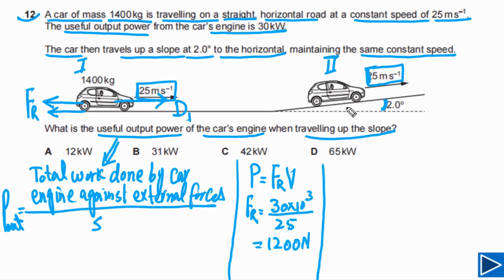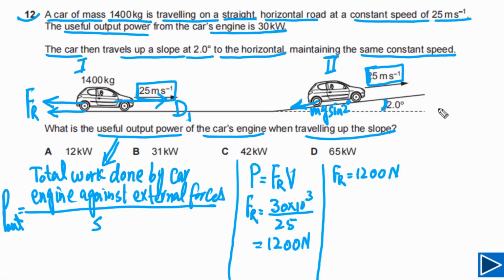Now if you look at the second case, as the speed is constant and the surface is the same, it means resistive forces are still the same. So we can say Fr in this case is also equal to 1200 newtons. But as this car is climbing up, traveling up along the slope, there is also a component of the weight that is trying to oppose the motion of the car. That force we can say is mg sine of 2 degrees.